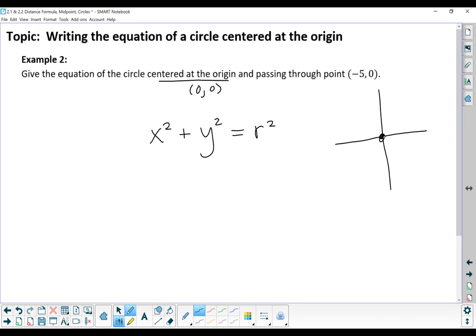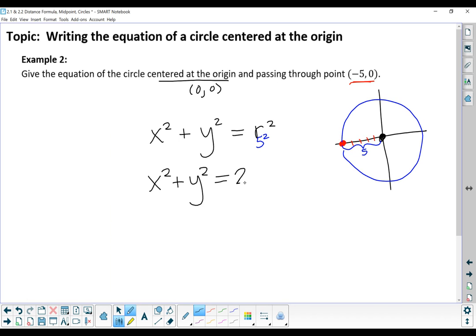So we know the center is at the origin, and it gives us one other point. It says it goes through -5, 0. So that is a super fancy way of telling us that the radius is 5. So this is going to be a 5 squared. The equation we would want to type into Alex is x squared plus y squared is equal to 25.